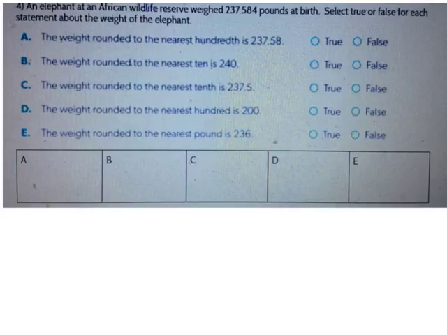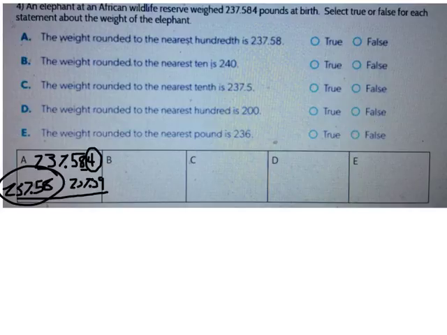An elephant at an African wildlife reserve weighed 237 and 584 thousandths pounds at birth. Select true or false for each statement about the weight of the elephant. The weight rounded to the nearest hundredth is 237 and 58 hundredths. Is that true or false? Answer now. That's true.